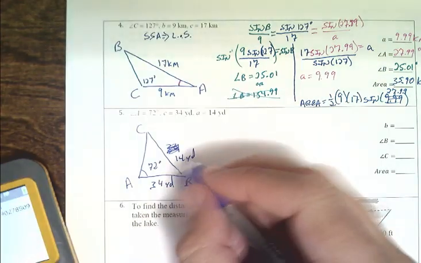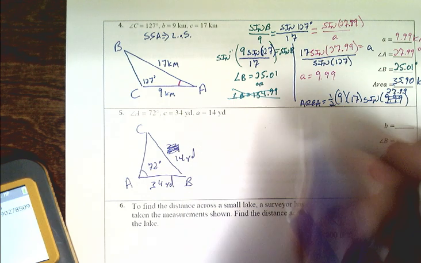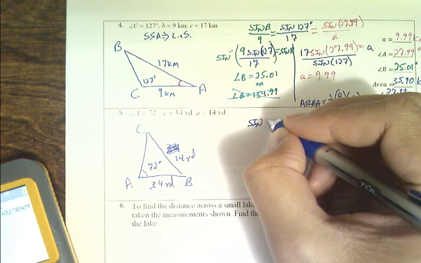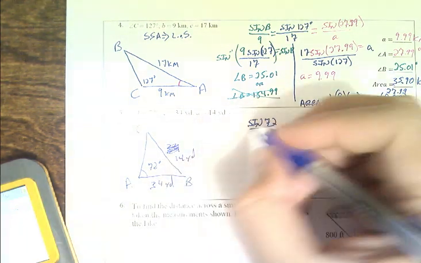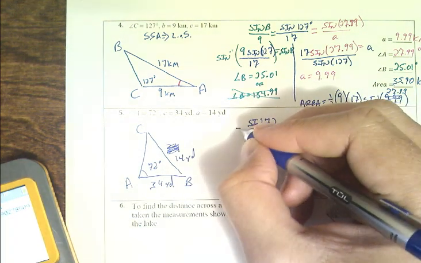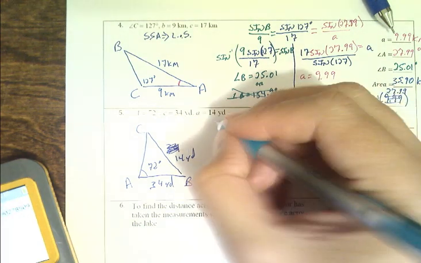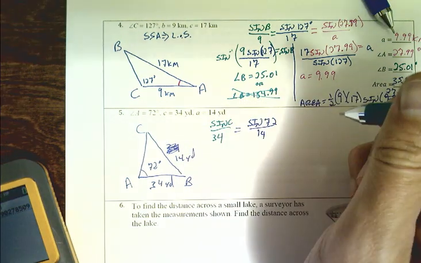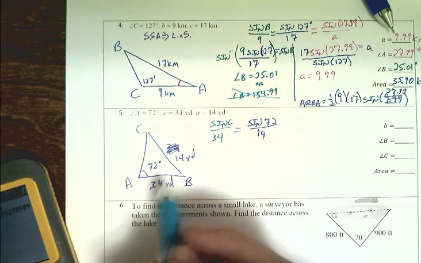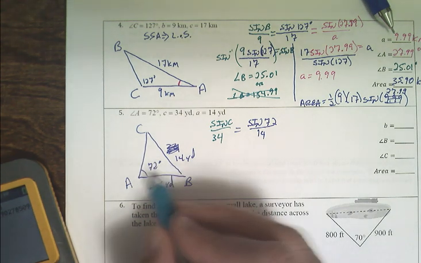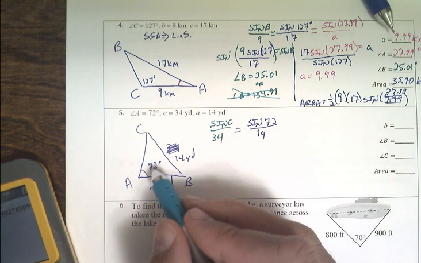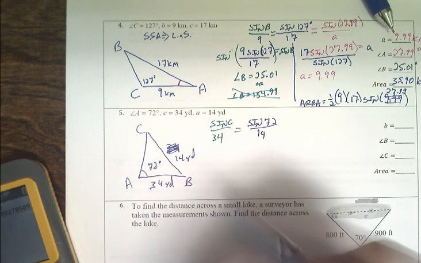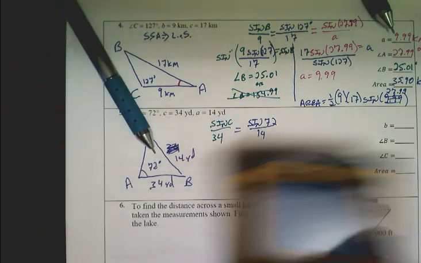So I have another side-side angle. My completed ratio is sine of 72 divided by 14 is equal to sine C over 34. That looks weird. Like 72 is a pretty big angle. You can't have bigger angles than that. I mean, you can, but it'd be really tough. And this side is huge. So logically, this side should be across from 72. Let's see what happens.